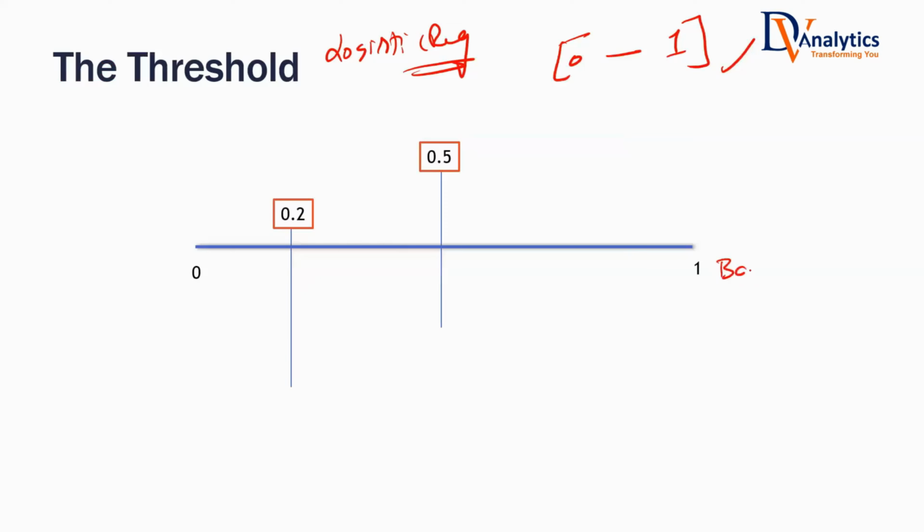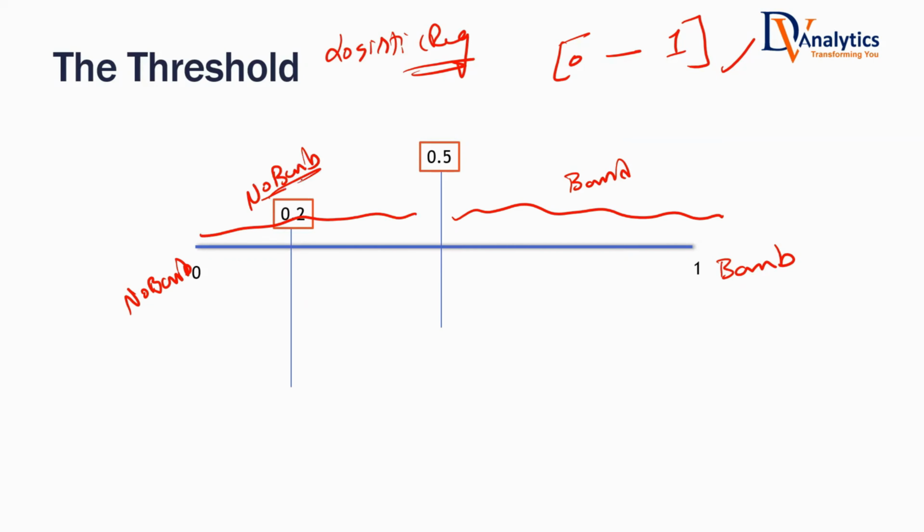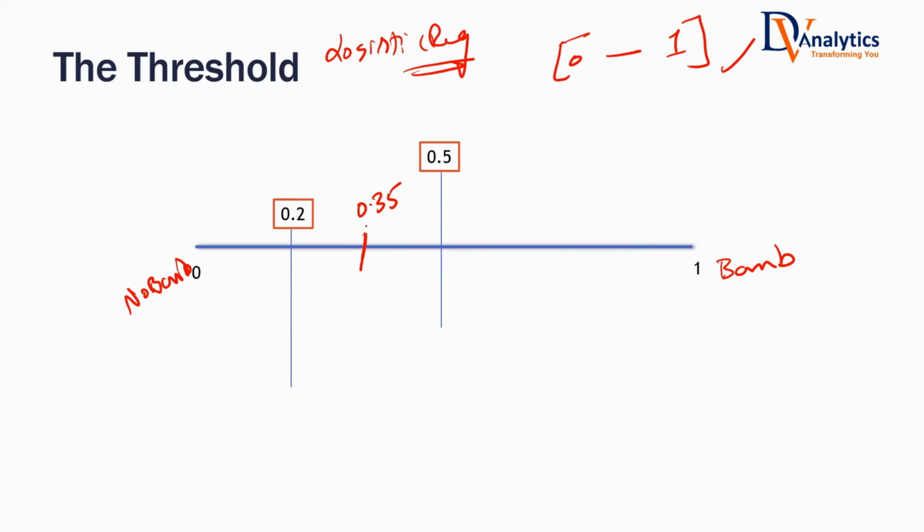For example, this is the car with the bomb. This is the car with no bomb. Until now, what are we doing? If the probability is more than 0.5, we will say there is a bomb in it. If the probability is less than 0.5, we will say there is no bomb in it. That's what Python does by default. Think of a scenario where you got the probability to be 0.35. There's a 35% probability that there is a chance for the bomb.